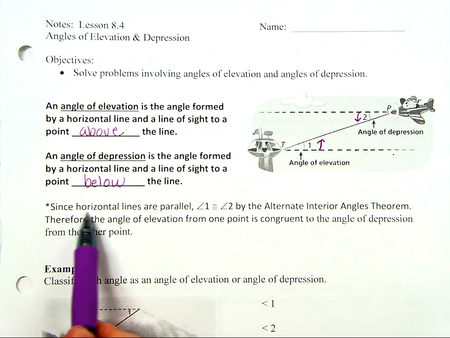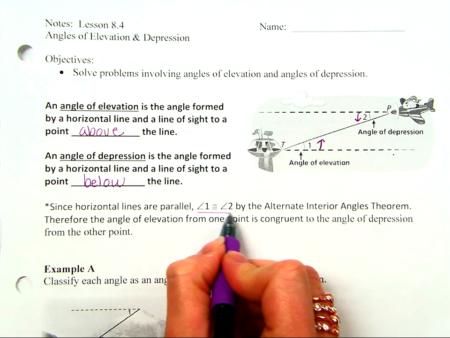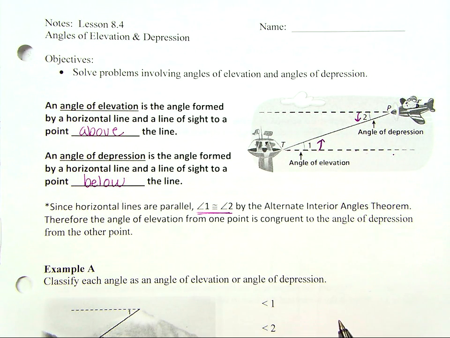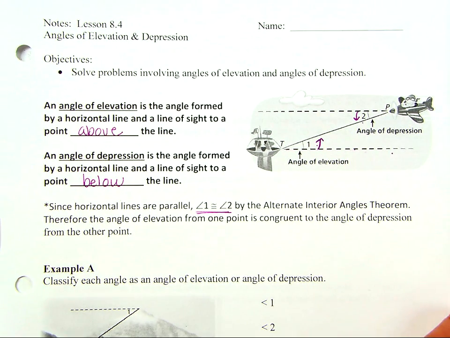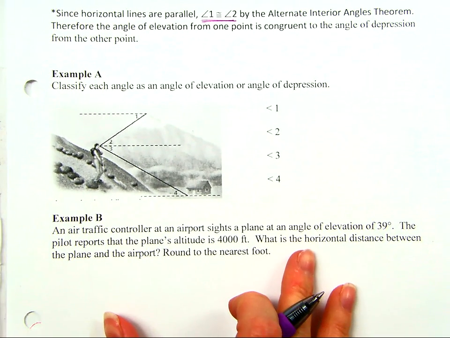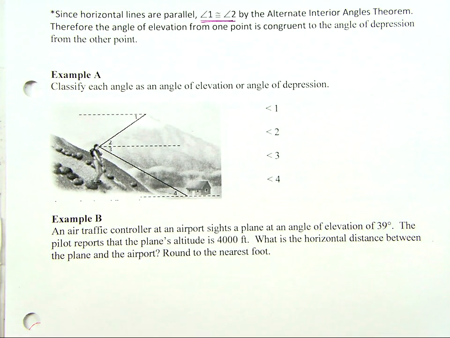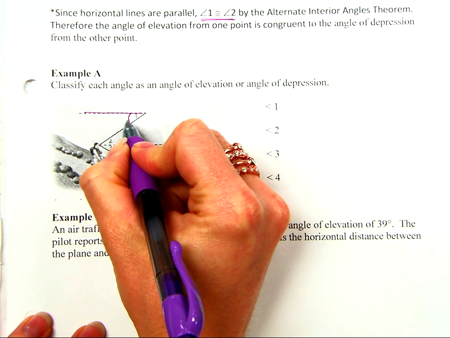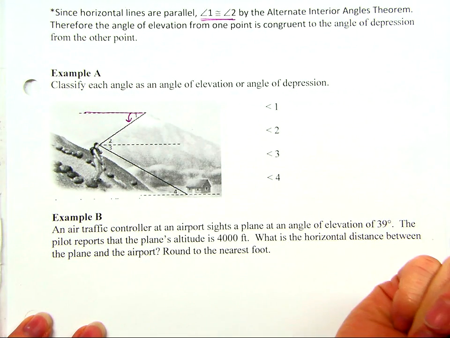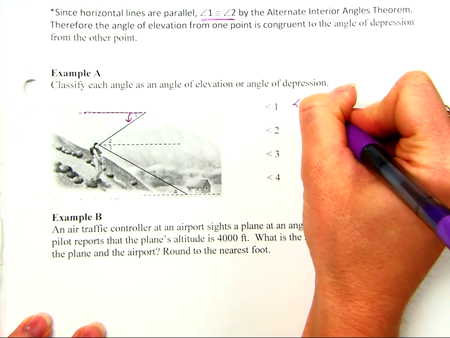Down below you'll see, since horizontal lines are parallel, angle 1 and angle 2 are actually going to be alternate interior angles. And so angle 1 would be congruent to angle 2. They're going to ask us to take a look at some diagrams and just identify the type of angle that we have. Remember, this is according to the horizontal. So from this horizontal line, angle 1 opens up going down. So it would be an angle of depression.